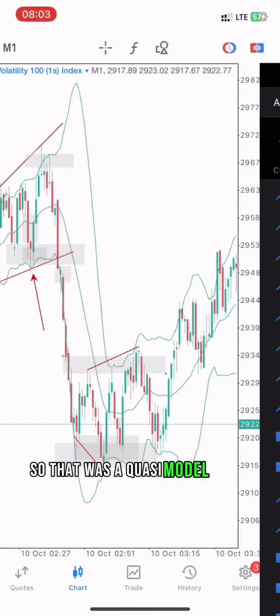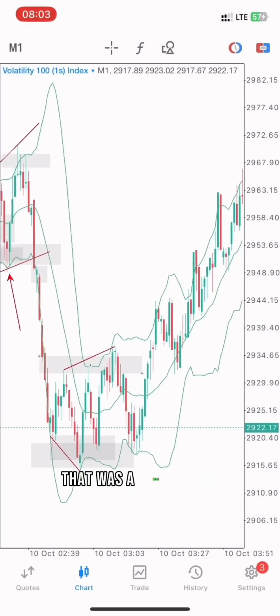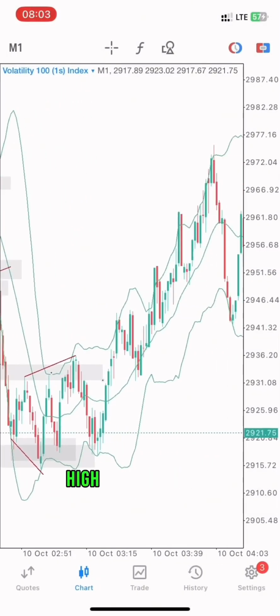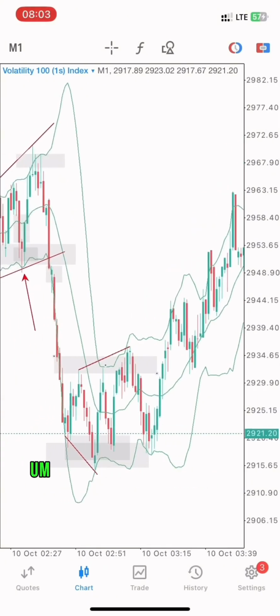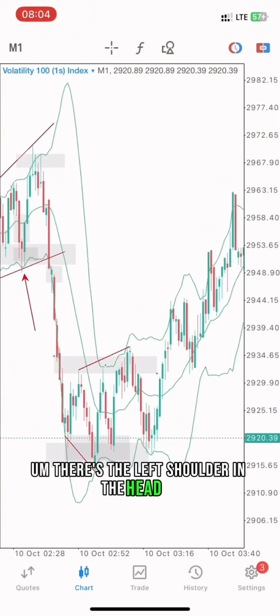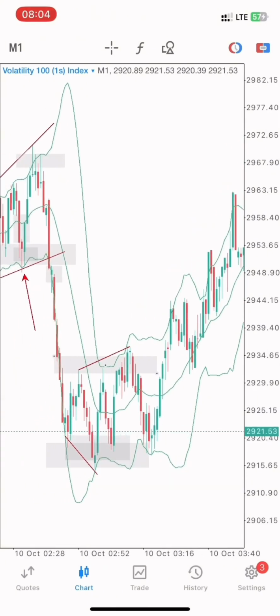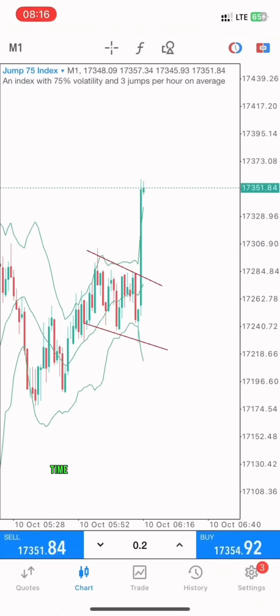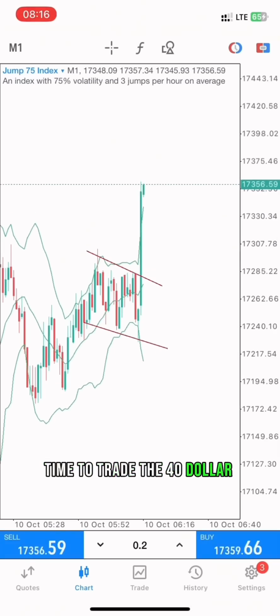So that was a Quasimodo right there. There's a head, a high and a lower low. There's the left shoulder and the head. So I'm not done with the examples. Time to trade the $40 account.